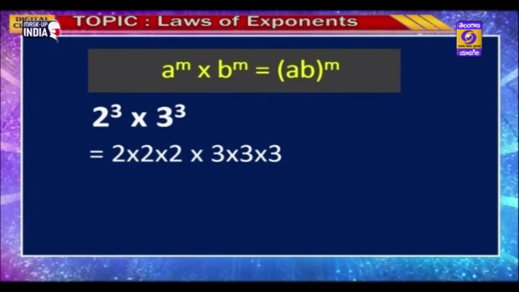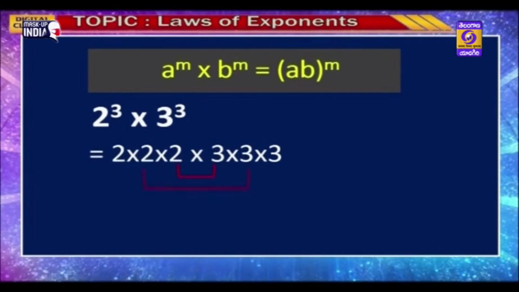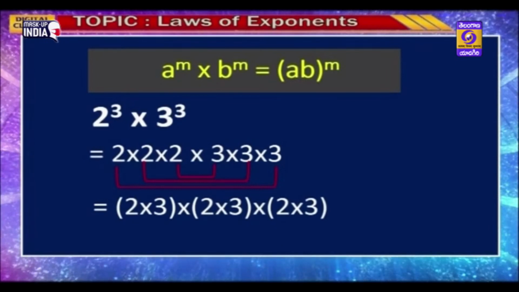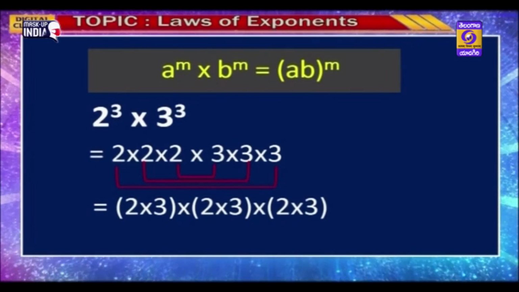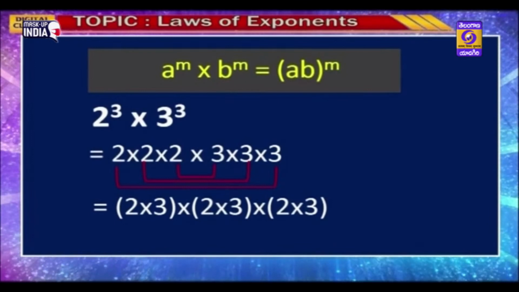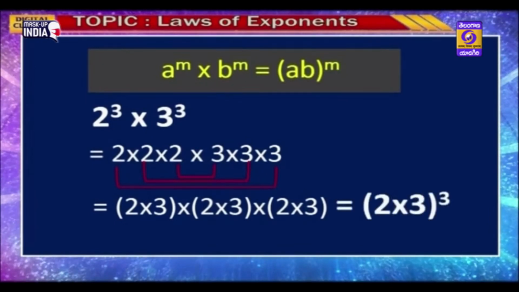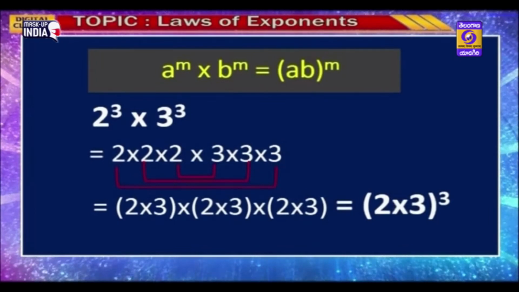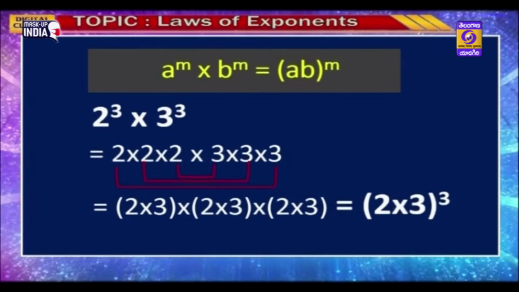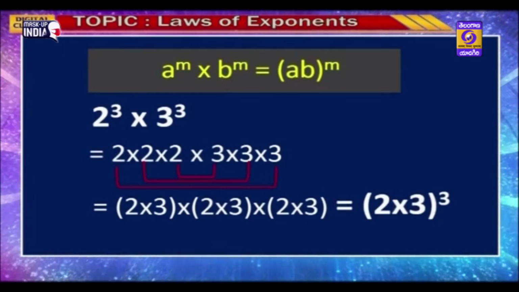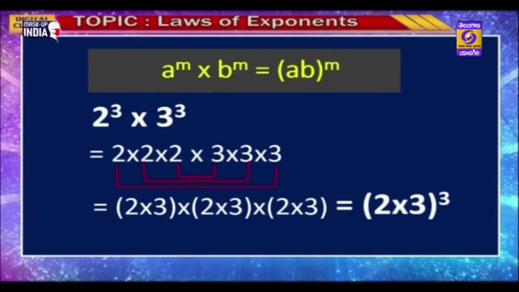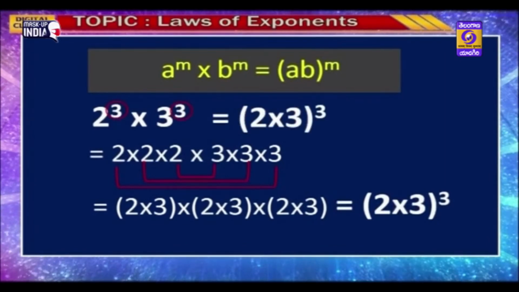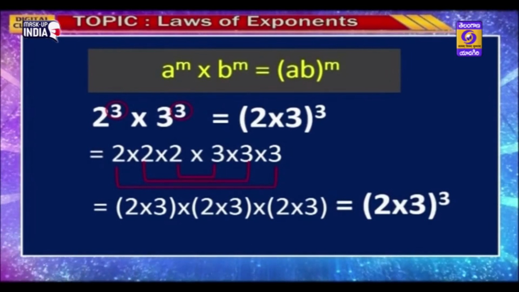Now we will group like this. See here. And we can write like this: 2 into 3 into 2 into 3, 2 into 3. How many 2 into 3 brackets are there, ma? There are 3. When the bases are different and the exponents are equal, you can multiply the bases and you can put one exponent like this. So this one, 2 to the power of 3 into 3 to the power of 3.